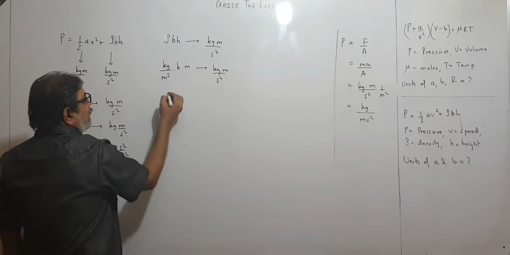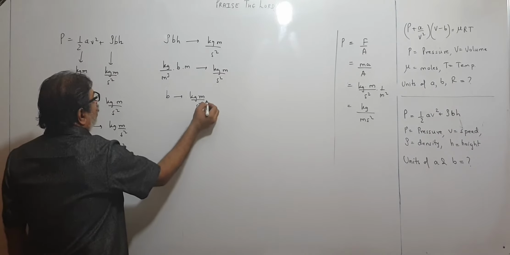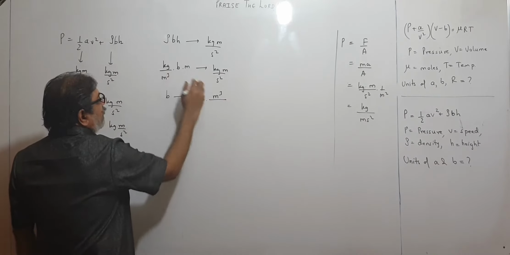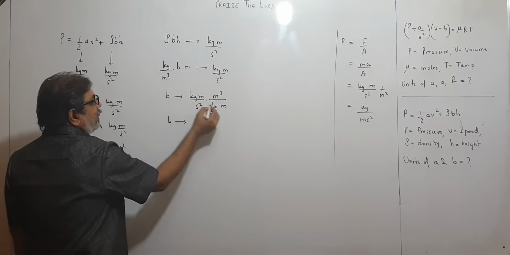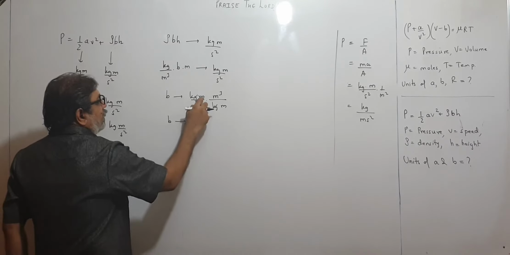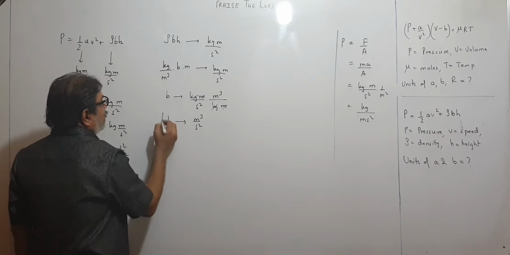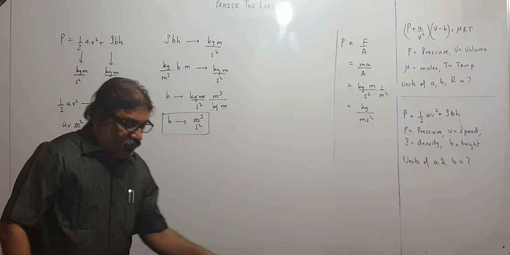Take all the terms to that side. So B has got unit kg meter upon second square. Meter cube comes over here. Kg and meter comes over here. So B has got unit kg cancel out. Then this one meter also cancel out. It remains meter cube upon second square. Like this we get. Please pause and copy, children.